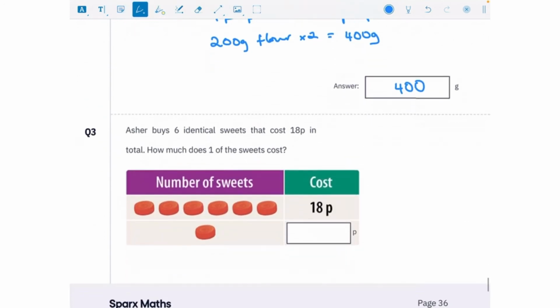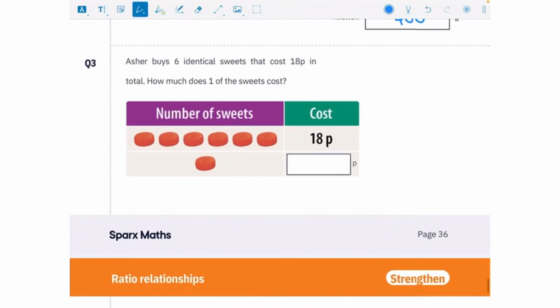Question number 3. Asher buys 6 identical sweets that cost 18p in total. How much does one of the sweets cost? So to get the cost of one sweet, we need to do 18 pence divided by the 6 sweets. And 18 divided by 6 is 3. So each of these sweets costs 3 pence. So one sweet, just 3 pence.